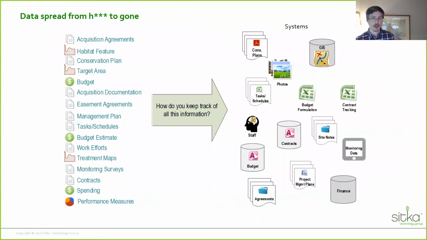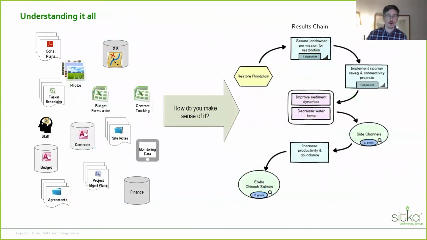And when we start to talk to our M&E folks, what they want to do is make sense of all this information. They want to turn the data into information and start to think of it as a cohesive whole. So if we are taking the action of restoring a floodplain and pursuing that strategy, how does that strategy actually affect the contributing factors and threats that we're seeing on our property?